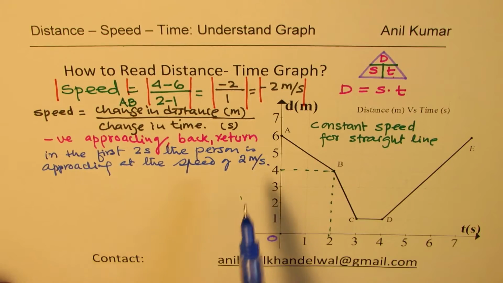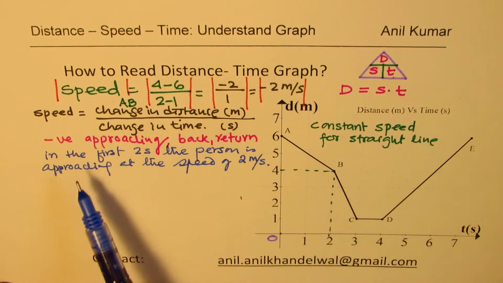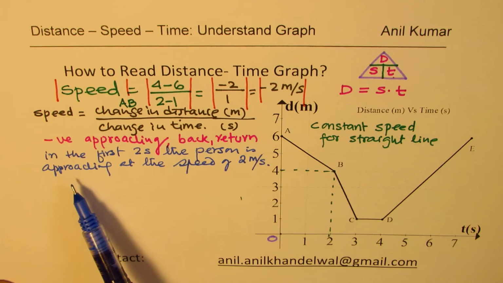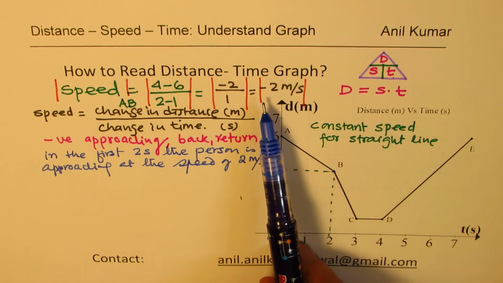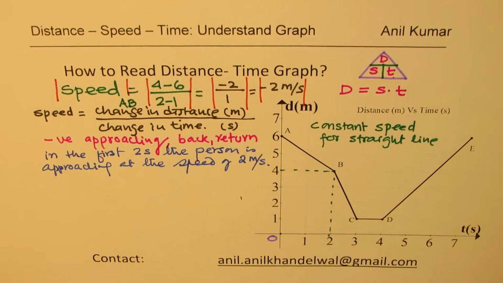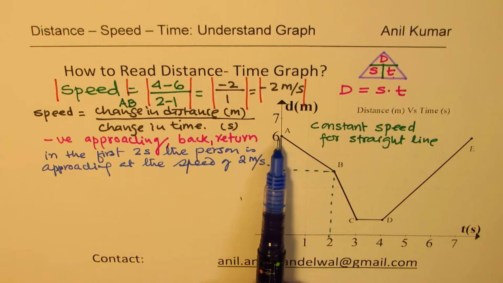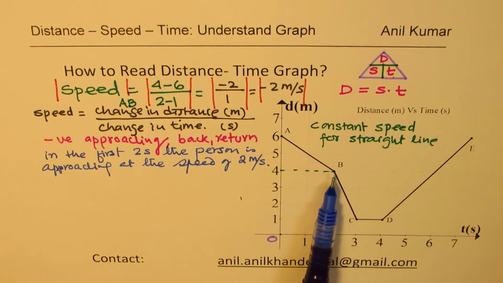Do you see? I have dropped that minus sign and I've used the word approaching. You get the idea. So whenever we say speed, we have to think about this as a number which is always a positive number. Negative only says it is coming closer. The distance is decreasing with time. Correct? You can see when the graph goes downwards, distance is decreasing.